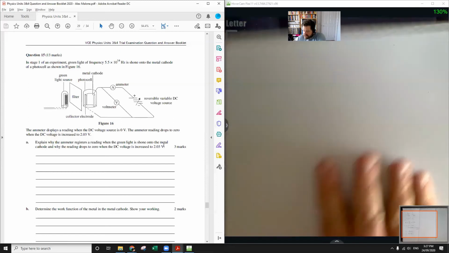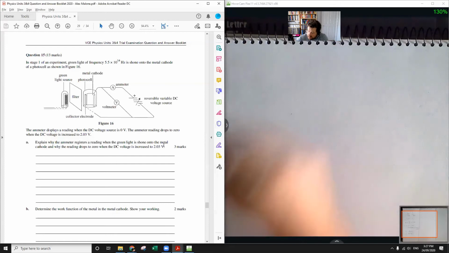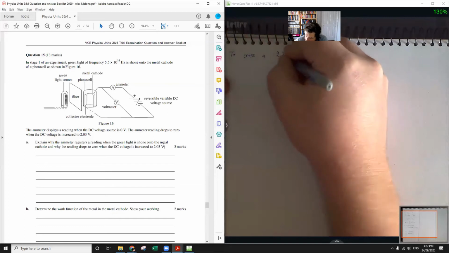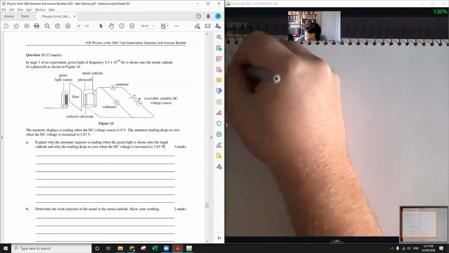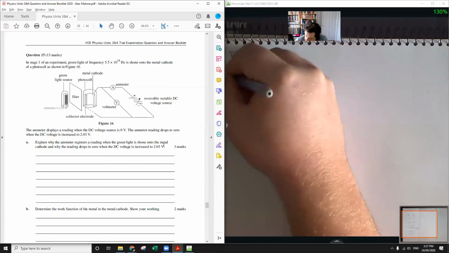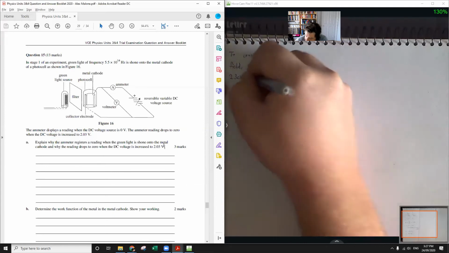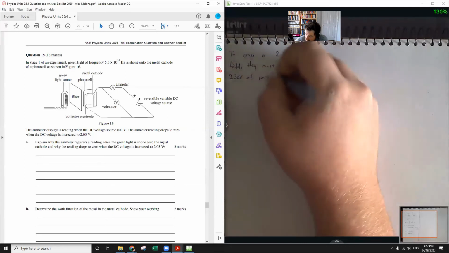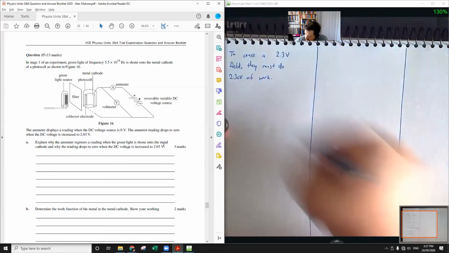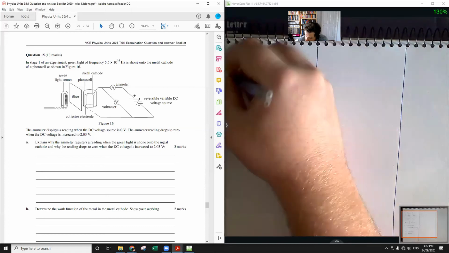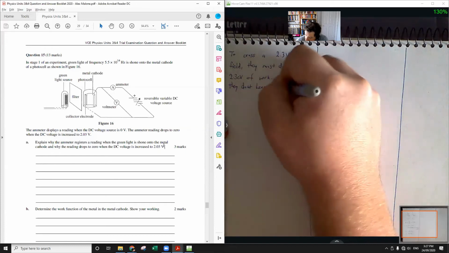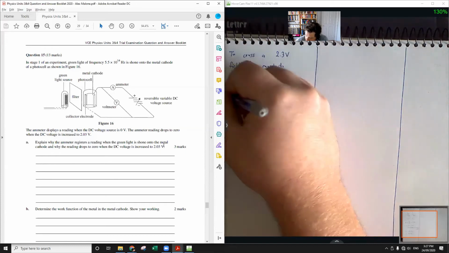Yeah, let's finish off this answer. To cross a 2.3 volt field, they must do 2.3 electron volts of work. I.e., if they don't have E greater than 2.3 electron volts, they can't make it.